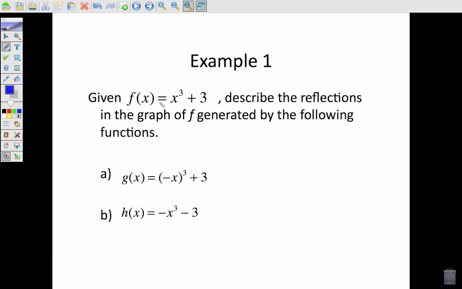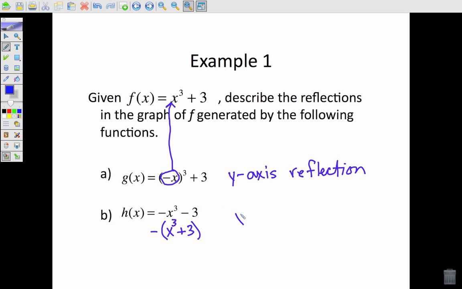Given the function x to the third plus 3, describe the reflections in the graph of f generated by the following. So here we are evaluating this function, or the function's written because of the negative being substituted into the function there at x. So since that is the case here, then this is reflecting about the y-axis. If I have my function here, which is the opposite of, because I could take out a negative and I get the original function here with the opposite of, then this is an x-axis reflection.